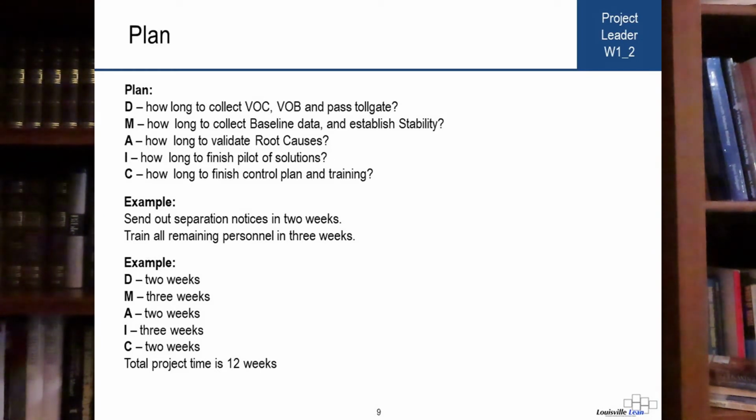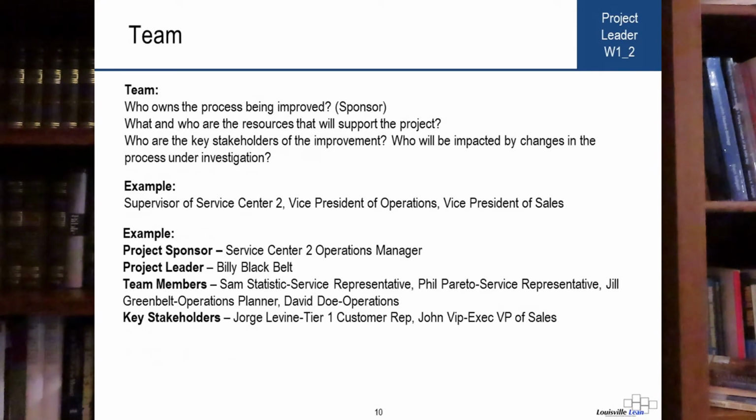And in the team, we want to know who owns the process. That's you if you're the sponsor at this point, or the process owner, and I use those synonymously. The sponsor of the project ought to have jurisdiction over the process owner. Who's going to support the project? Who are the key stakeholders, and what's their involvement in it?